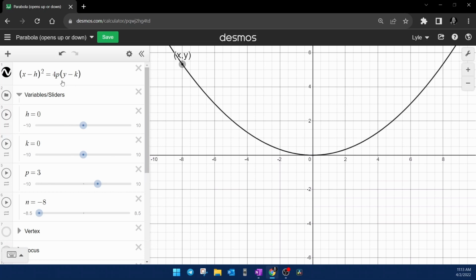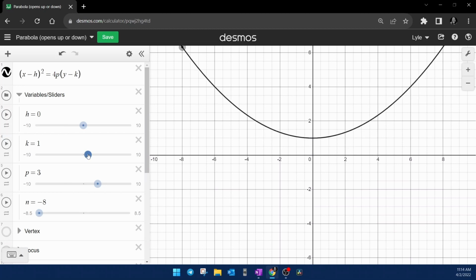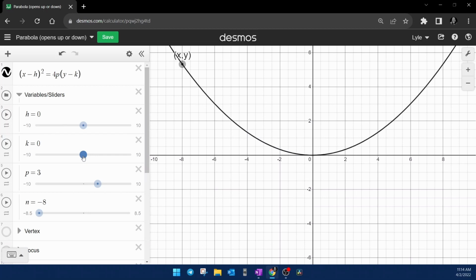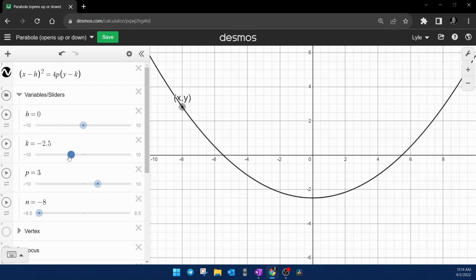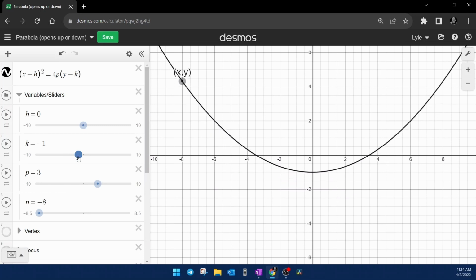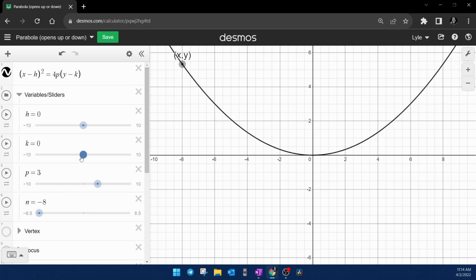K, since it's attached to the y, should shift the graph up or down. So as k increases, we go up. Going back to 0, if we move into the negatives, k goes down. And so this is our vertical translation.